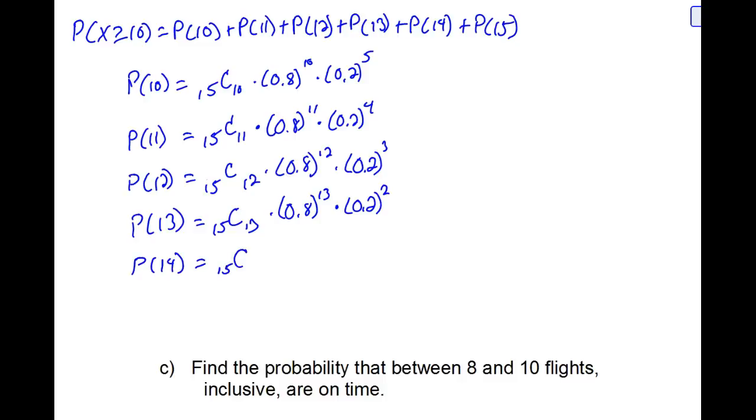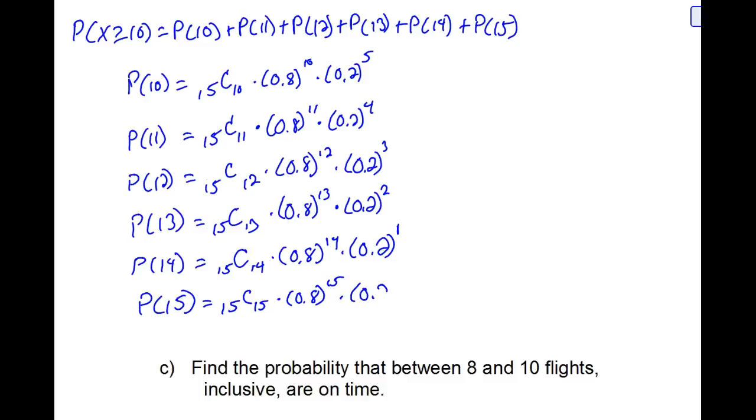So then I have 14. So 14 are going to be on time, which, if 14 are on time out of 15, leaves only 1 that is not on time. And then I want 15 that are on time. And so if I want all 15 of them to be on time, that leaves me with 0 that are not on time. And I'm going to get a value for each one of these.